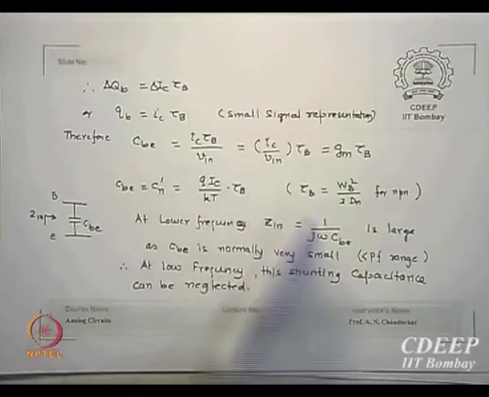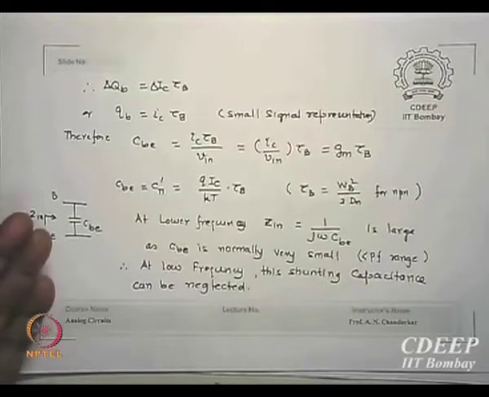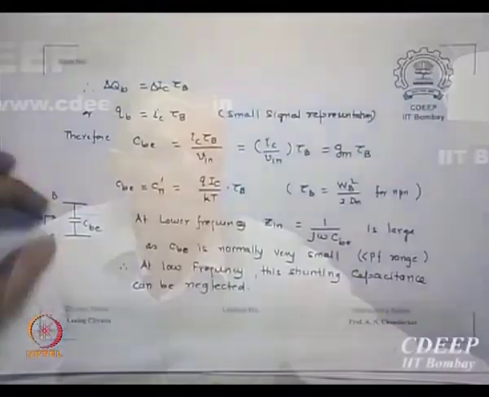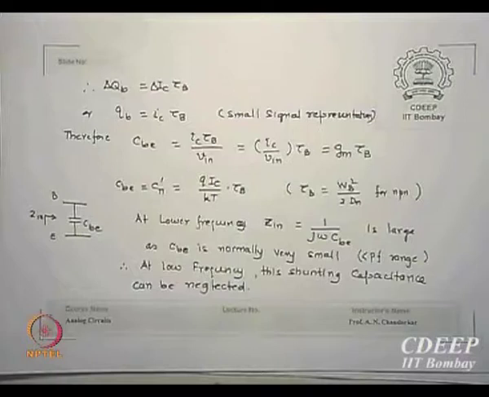And what is tau B now? WB square by 2DN, where WB is the base width. So smaller the base width, smaller is tau B. Smaller is tau B, smaller is CBE. CBE is between base and emitter. So if CBE is smaller, what will happen? For a lower frequency, omega is smaller and CBE is smaller. The impedance is very high.